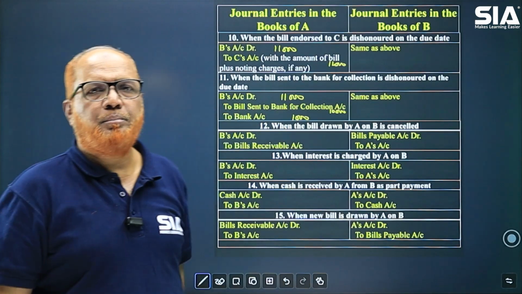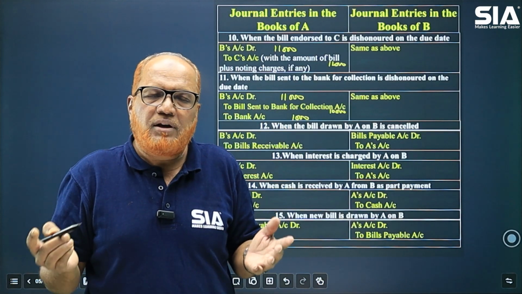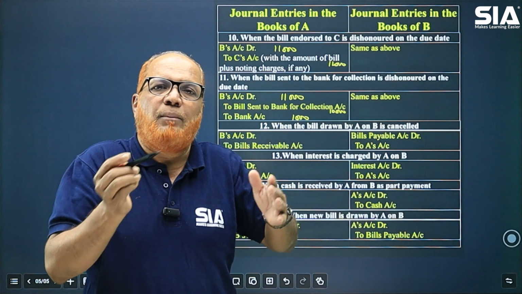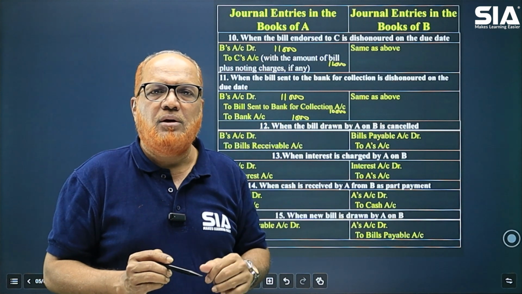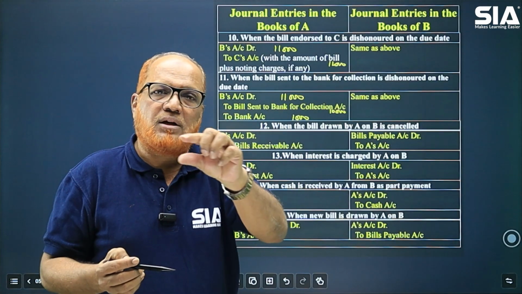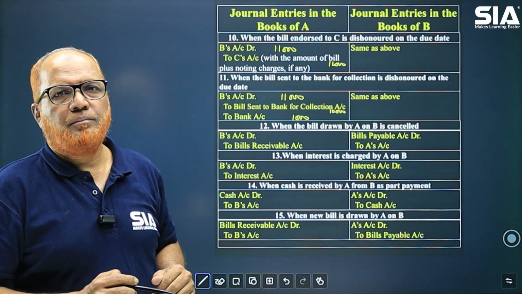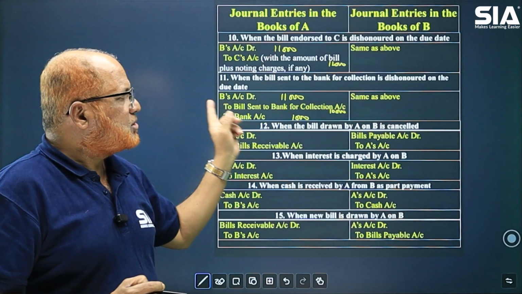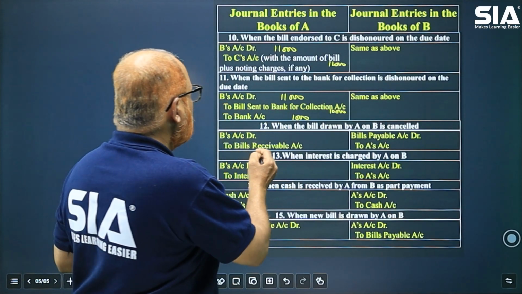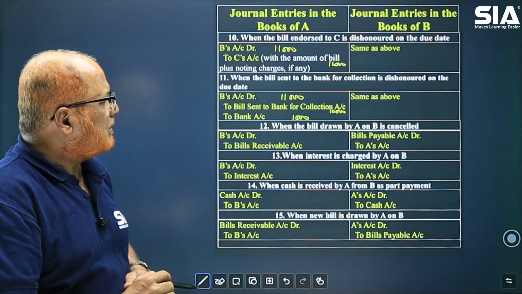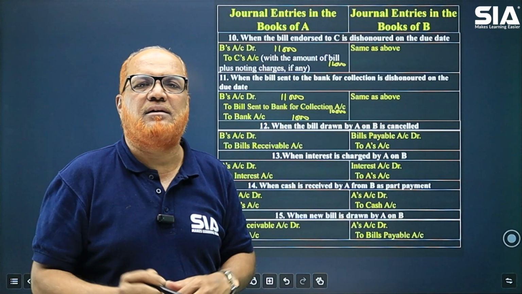In the books of B, again the same entry. Because whenever the bill is dishonored, he will debit bills payable account 10,000, noting charges account debtor 1,000 to A's account 11,000. B has to pay A, so 11,000. Same entry, right? Now the 12th case, when the bill drawn by A on B is cancelled.